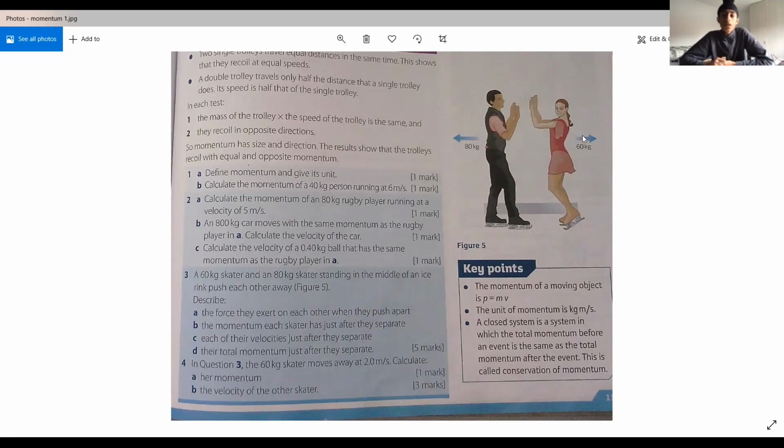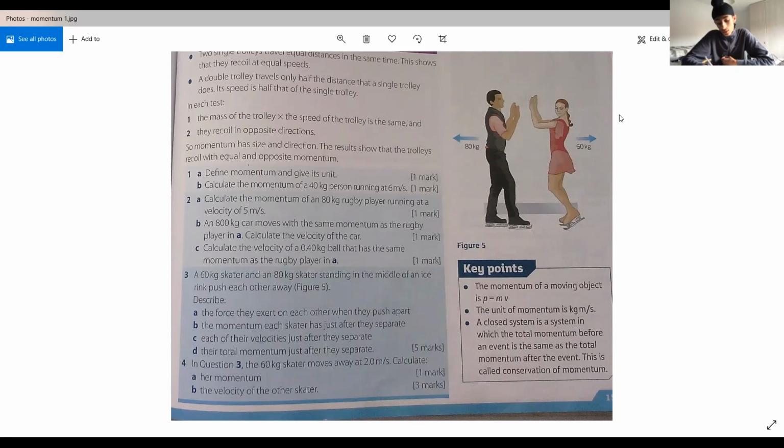So what speed does she have? What's her velocity? Remember, 480 kilogram meters per second. So would it be 480 times 60? Not quite. Remember, momentum is equal to mass times velocity. If she has a momentum of 480 kilogram meters per second, what velocity would she be moving with? You're going to have to rearrange that. Good. So 480 divided by 60 is 8.